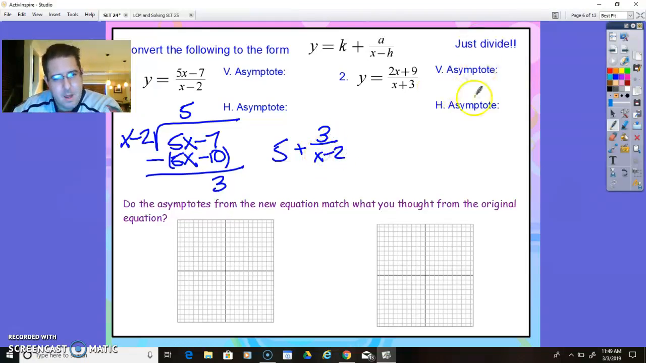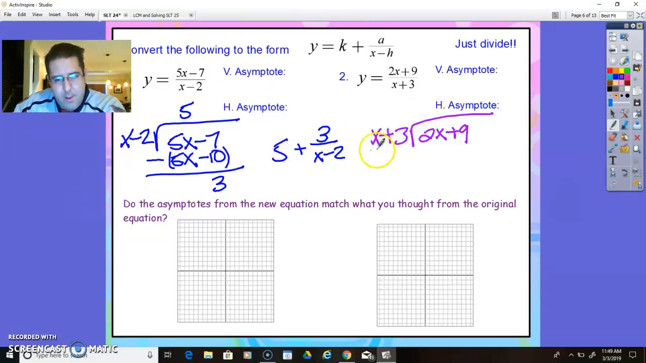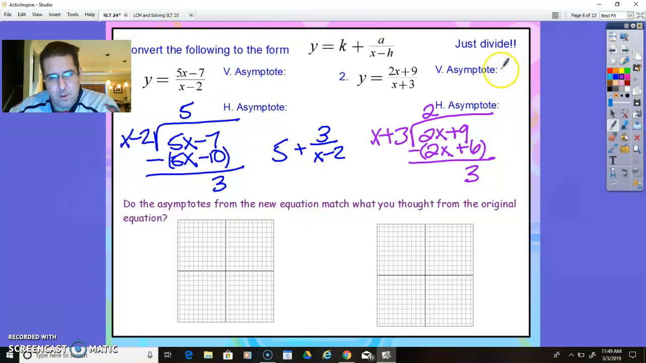There's your answer. All right, so for number 2, I'm going to change colors here. That's going to be 2x plus 9 over x plus 3. What do I have to multiply x by to make it 2x? That's 2. 2 times x is 2x. 2 times 3 is 6. Subtract them, and 2x minus 2x is nothing. 9 minus 6 makes 3. So that gives me my answer. It's going to be 2 and positive 3 over the original denominator, which was x plus 3.